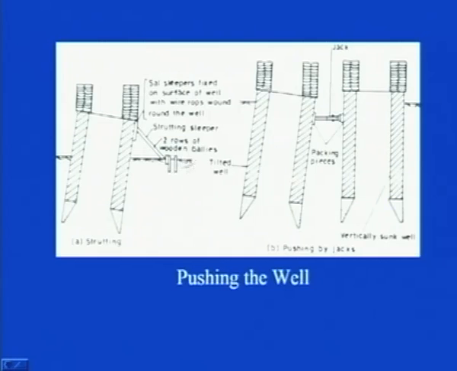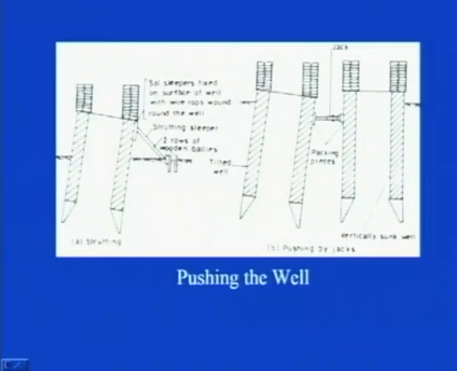It is two rows of wooden bullies, they are being installed here. This is a strutting sleeper, and these are sal sleepers fixed on the surface of the well with wire ropes wound round the well. So, this pull is applied on the lower side. When the pull is applied, it will have the tendency to rectify the tilt and the shift if it has occurred at that particular stage.